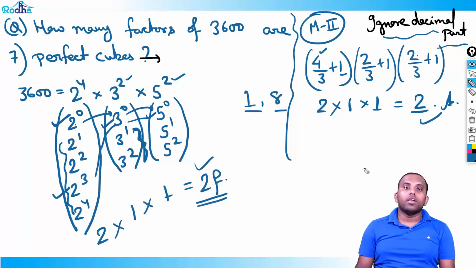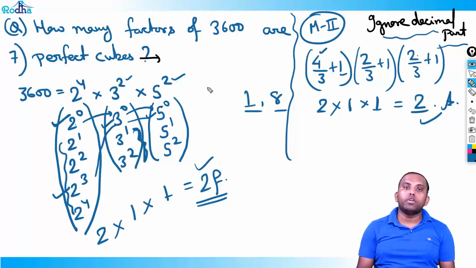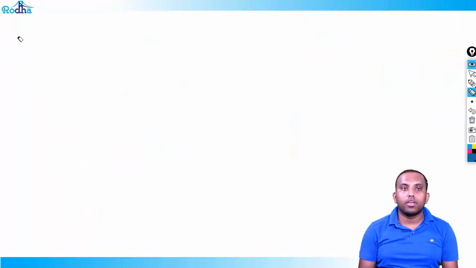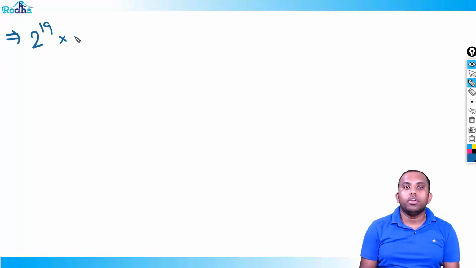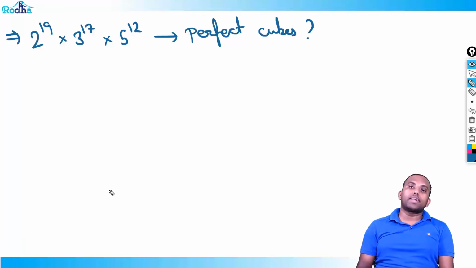Fine. So how many for perfect cube? Simply power divide by 3, add plus 1, right? Add plus 1 and ignore decimal part. Okay, so again we'll do a big question here, a big number we'll take and we can solve it. Okay, how many factors of 2 raised to 19 into 3 raised to 17 into 5 raised to 12 are perfect cubes? Right, so this looks like a tough question because the numbers are big, but if you go with the logic in second method, very easy, right?